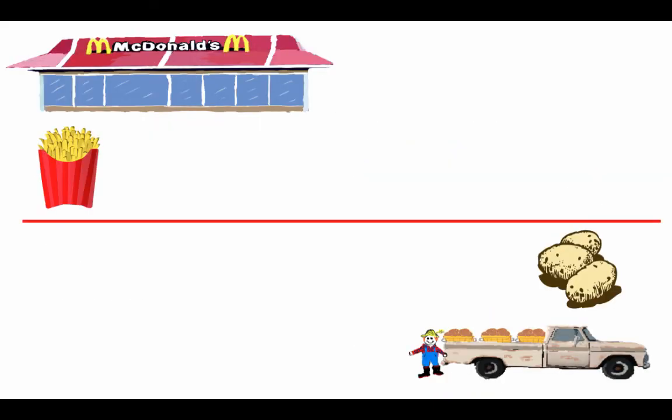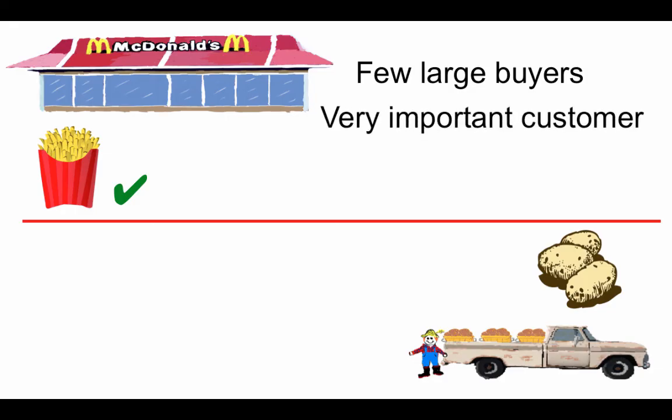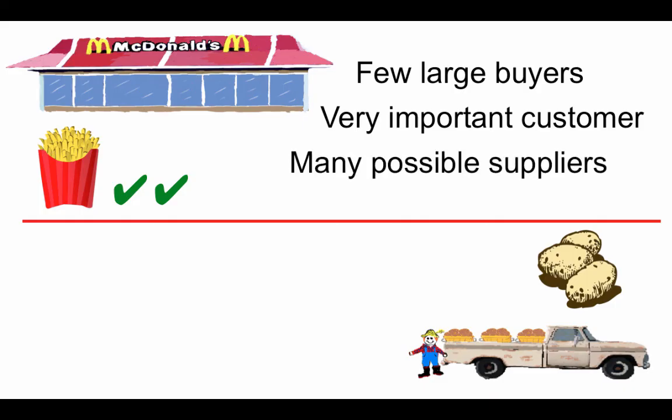One last example, the buyer would be McDonald's, who's purchasing potatoes, and the supplier would be small farmers. So there's very few large fast food chains available that would purchase large quantities of potatoes from the farmers. So this would give fast food restaurants such as McDonald's a lot of bargaining power. Because of their size and the amount that they buy, they'd be very important customers. They'd have more bargaining power. There are hundreds of small little farmers, so many possible suppliers for McDonald's to buy from. It would give them a lot more bargaining power.